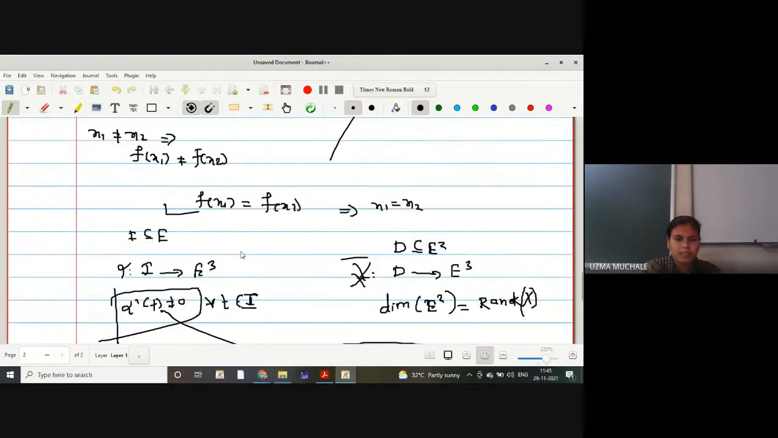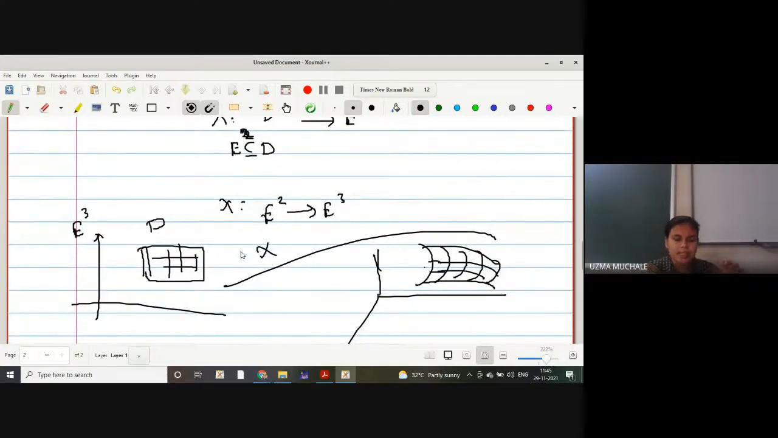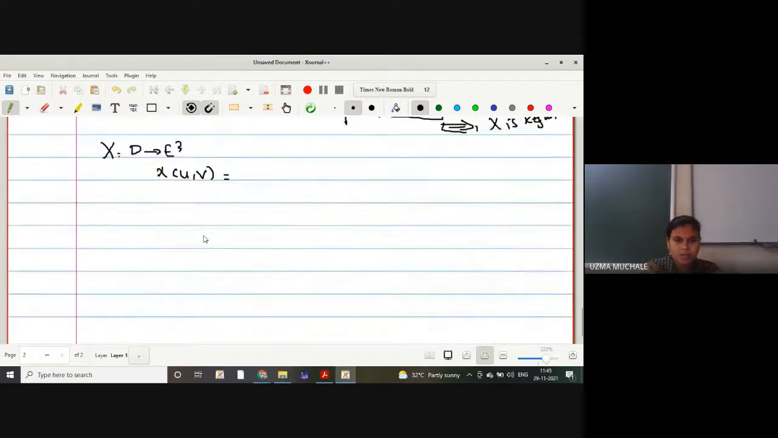You can see here in the image also, it is any subset D of E2 space, so it has two variables. Suppose this x-axis is u and y-axis is v, and whatever object you are going to get, it is a 3D, correct? So x of uv will be equal to some x1, x2, x3. We don't know what those x1, x2, x3 are.